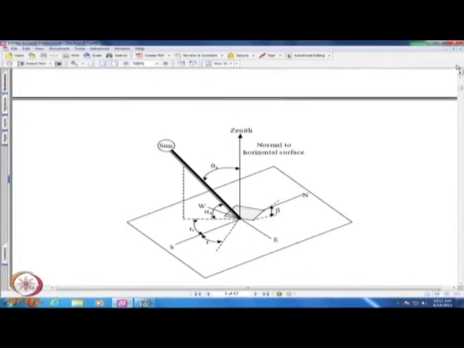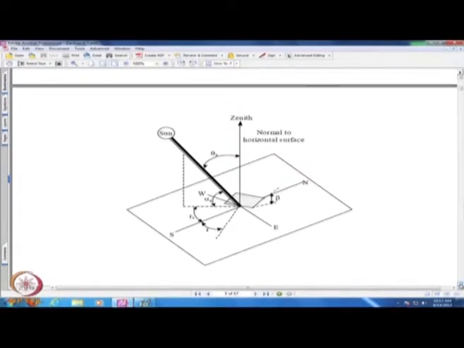Just to recapitulate, so that you will have an idea of what we are talking about next, we have a general surface of slope beta oriented due east by azimuthal angle of gamma, and the angle between the vertical and the sun's ray is the zenith angle, and the angle between the sun's rays and the outer normal to the surface under consideration we will call the angle of incidence.